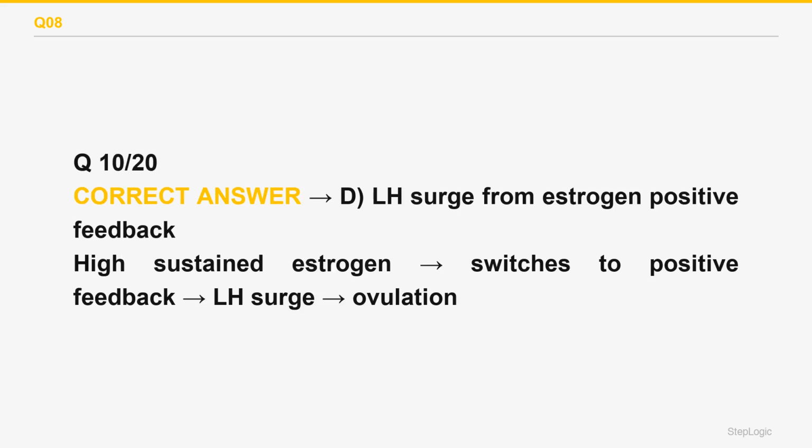The correct answer is D. The switch from negative to positive feedback by estrogen is the key concept and the most tested point. After ovulation, the ruptured follicle becomes the corpus luteum, which secretes progesterone to maintain the luteal phase and prepare the endometrium, but progesterone follows ovulation. It does not trigger it. The estrogen-driven LH surge is the direct trigger of ovulation.